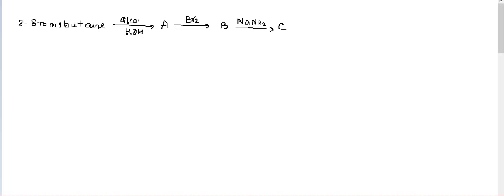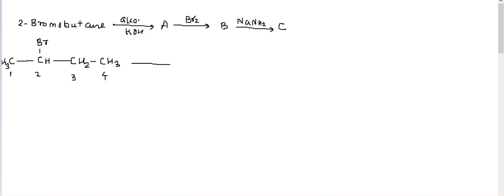So 2-bromobutane means 1, 2, 3, 4. So we have written 4 carbons. Now let's number this carbon first. Then on the second position there is bromine, and we just have to satisfy the valency, and that's it. So CH3, then CHBr, CH2 and a CH3. So this is your compound 2-bromobutane.